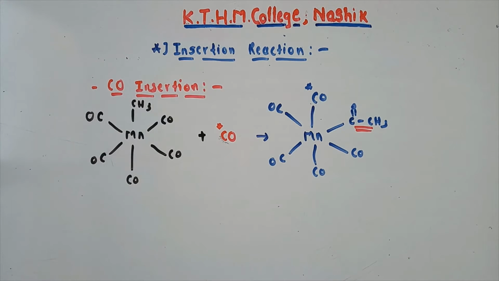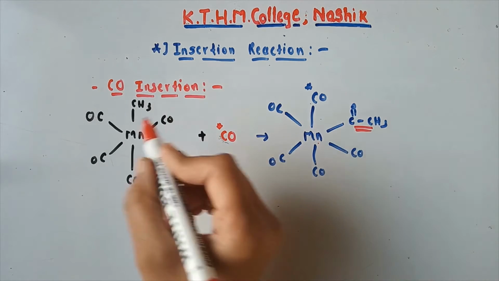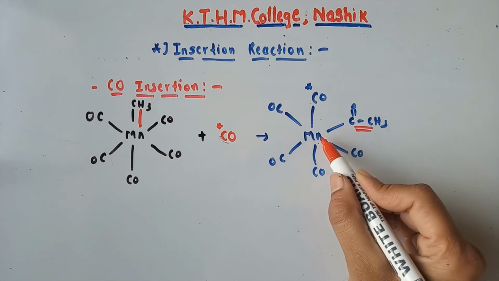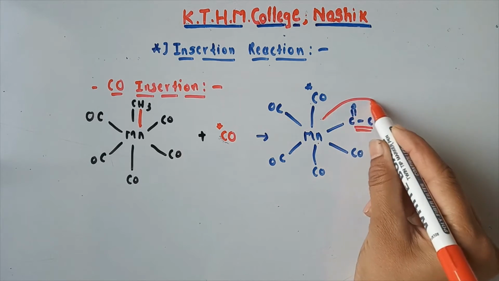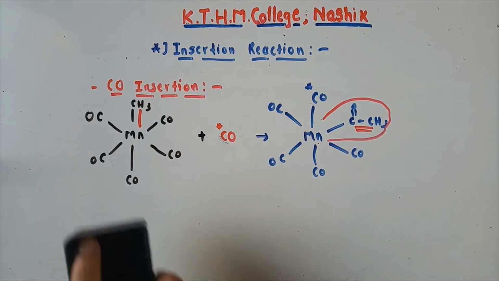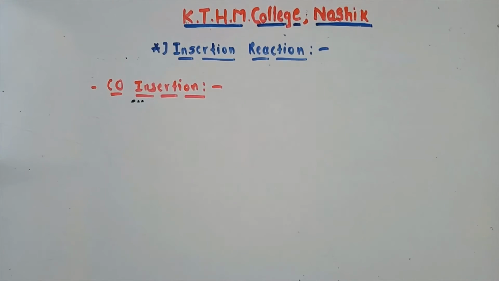Carbon monoxide, carbonyl, has a strong tendency to insert into the metal alkyl. This carbonyl is inserted into the metal alkyl bond to produce the metal acyl group. Let's see the mechanism for this reaction, the carbonyl insertion.